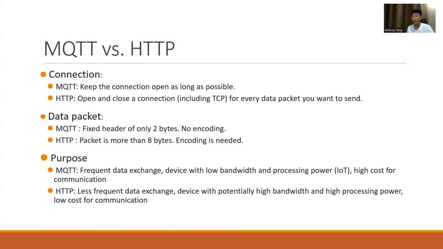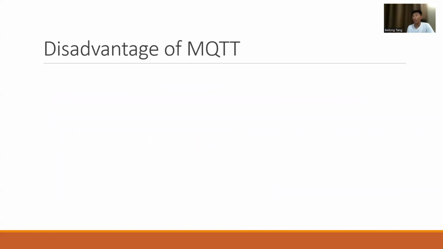And for the purpose part, MQTT fits more for scenarios where we need frequent data exchange, devices with low bandwidth and processor power, and where the cost of communication is high, while HTTP is basically the opposite of MQTT. There are also some disadvantages of MQTT.